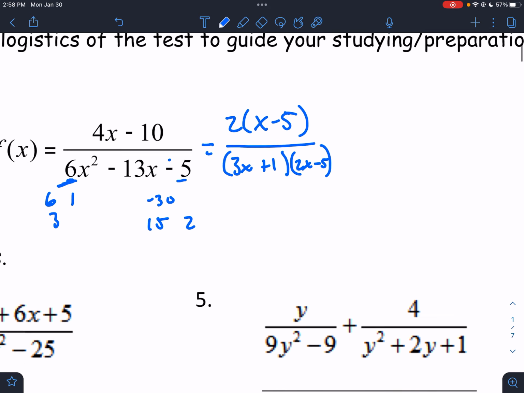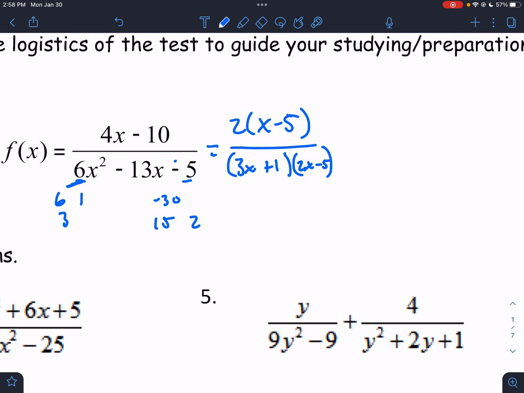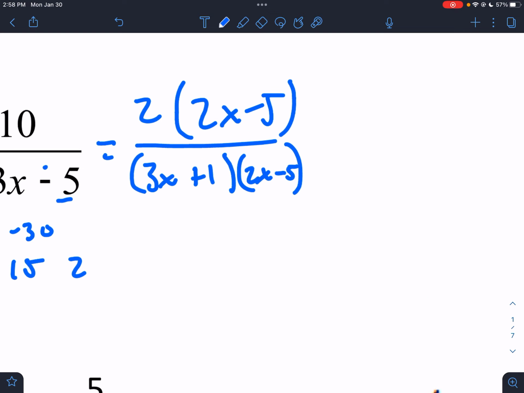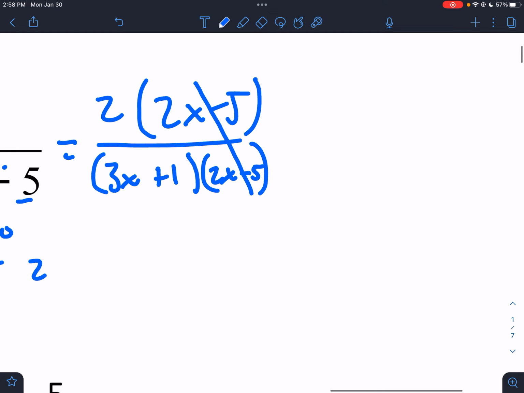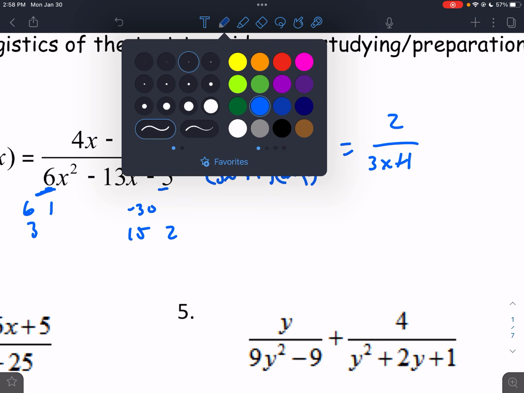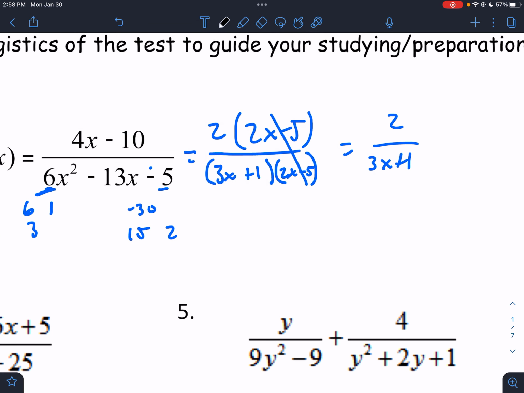Well, let's see here. Oh, I factored the top wrong. You might be saying that. So the top would be 2 times 2x minus 5. Those would then cancel out. That leaves you with 2 over 3x plus 1. So we have two situations. We have a hole at 5/2. So x cannot equal 5 halves because of the hole here, right? 2x minus 5 equals 0. You solve that, you get x equals 5 halves. So at 5 halves, we have a hole.